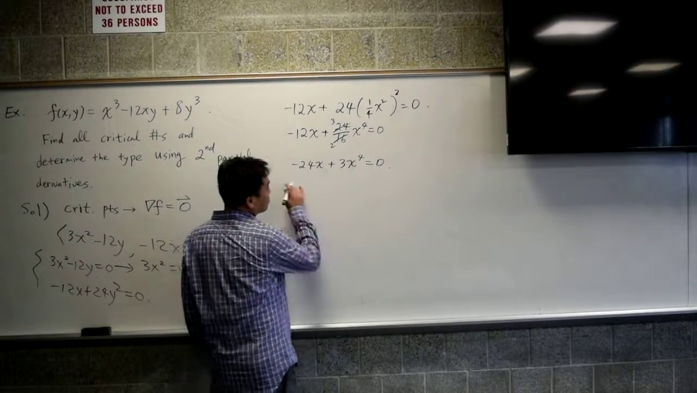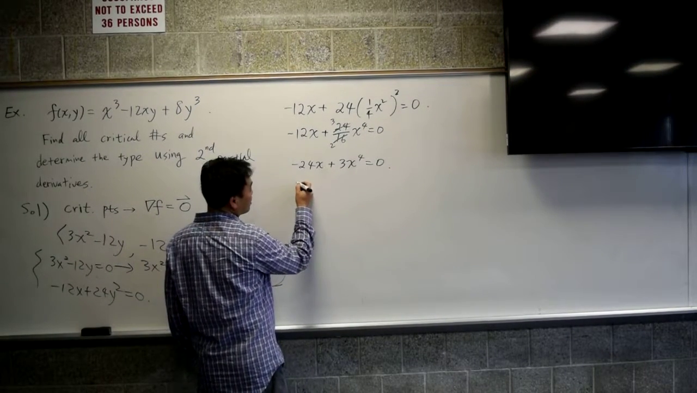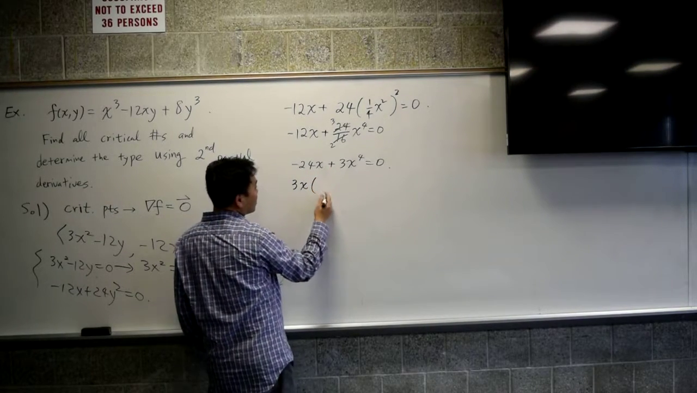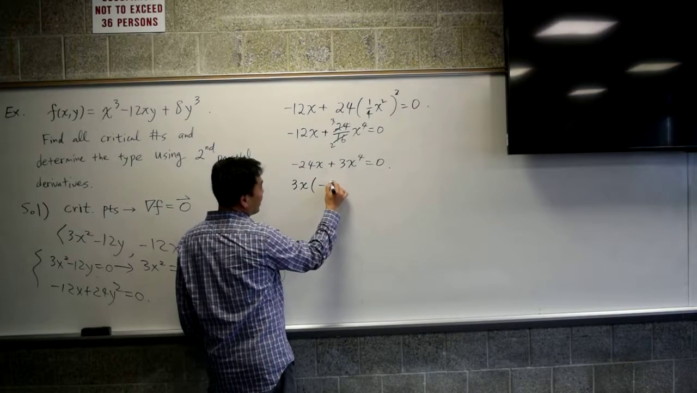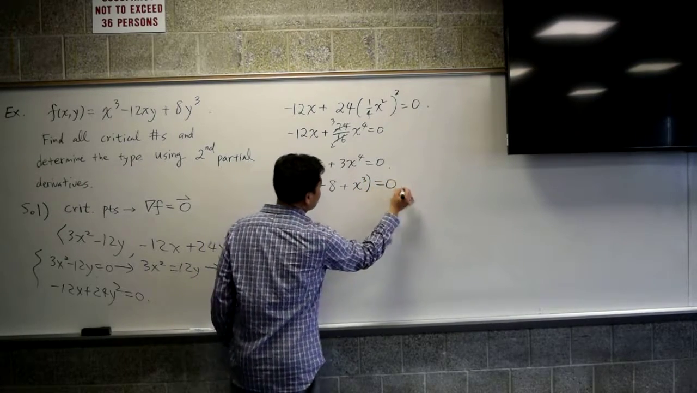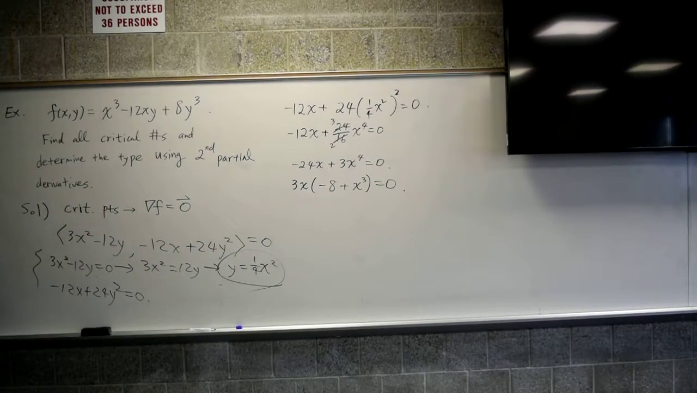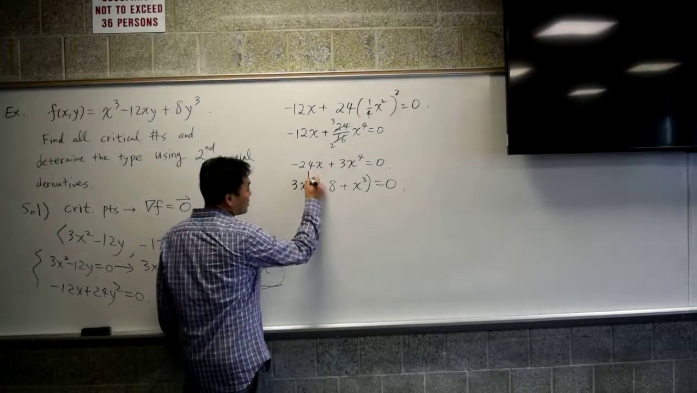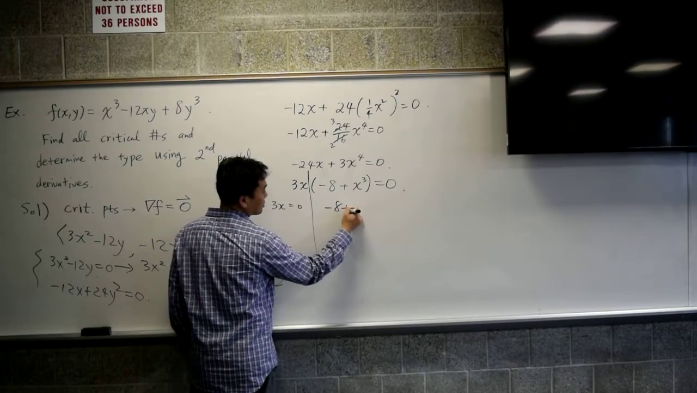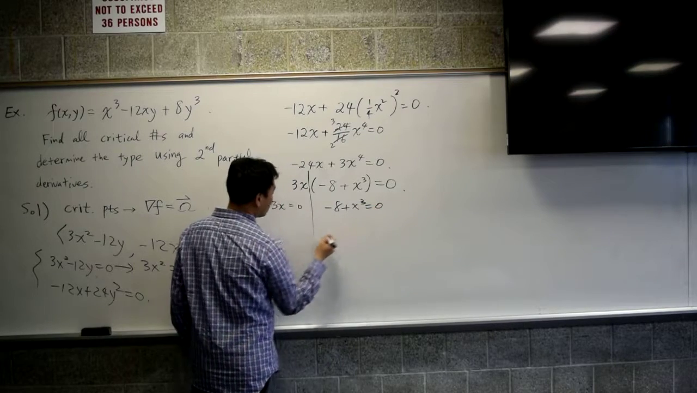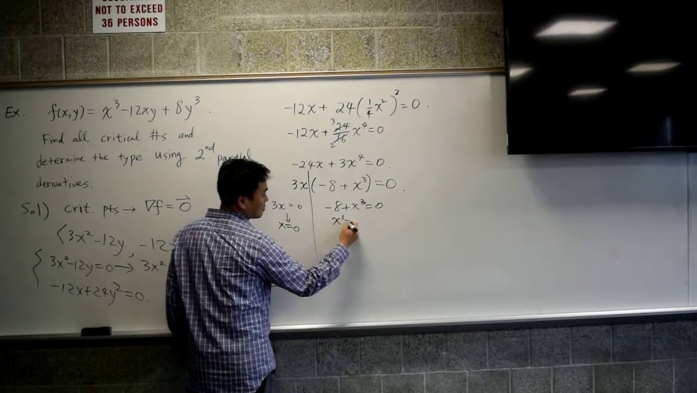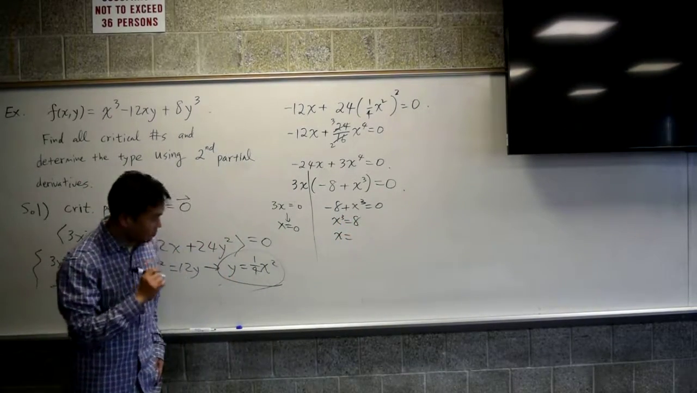Now, let's try to solve this. You can factor out 3x. Everything is divided by 3x, and this one is negative 8, this one is x cubed, equal to 0. That's what you get if you factor the 3x out. And then for this product to equal 0, either 3x is equal to 0 or negative 8 plus x cubed is equal to 0. This one simply means that x is equal to 0. And this one means x cubed is equal to 8, which means x is 2.